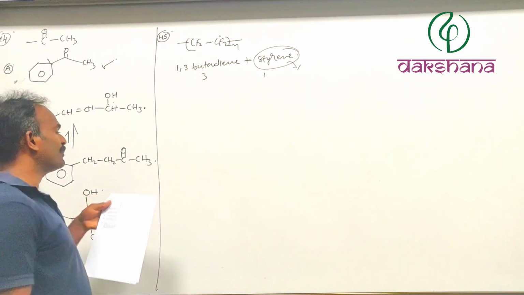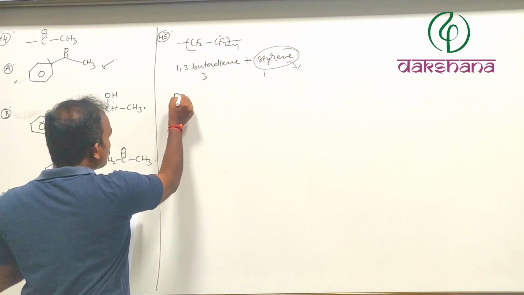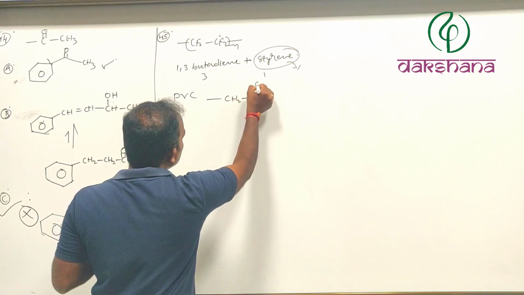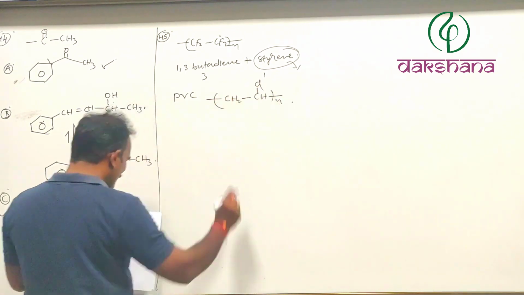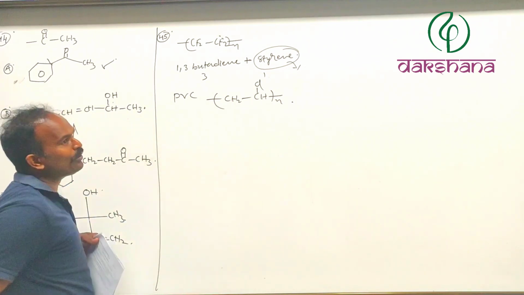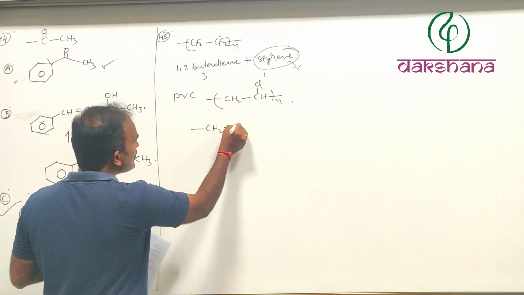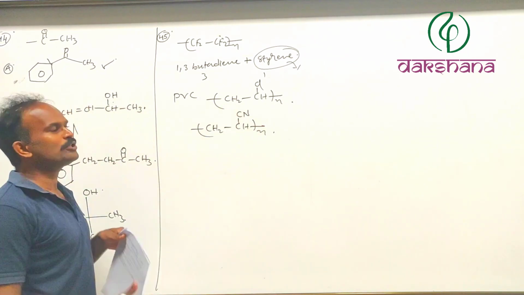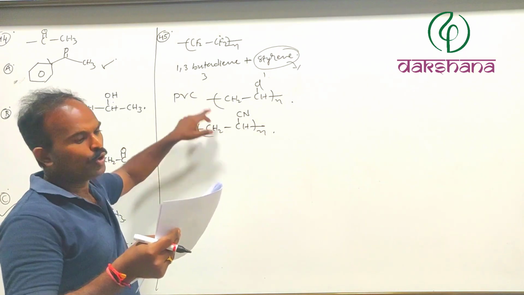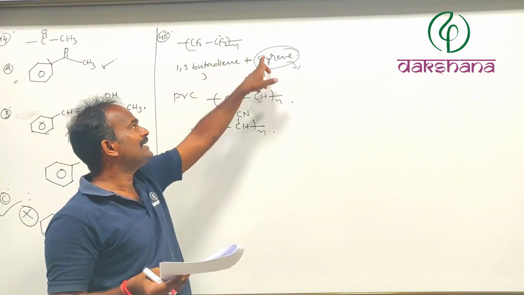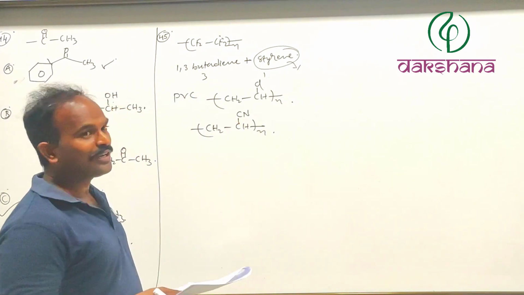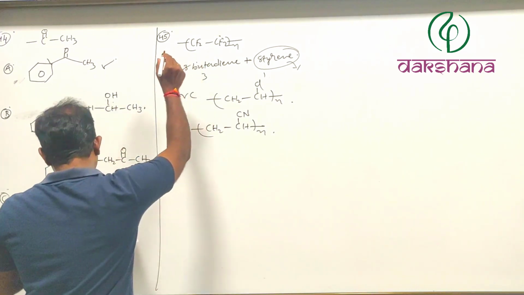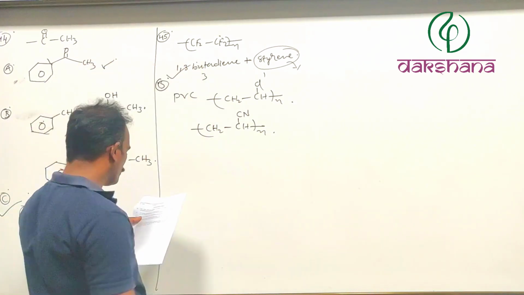So Buna S, 3:1 ratio of 1, 3 butadiene and styrene, is not a homopolymer. And PVC, polyvinyl chloride, is absolutely CH2 CHCl n times. Polyacrylonitrile, CH2CH, is also a homopolymer. These are all homopolymers, but Buna S is formed by two compounds, 1, 3 butadiene and styrene. Therefore, this is the culprit, the one that is not a homopolymer.